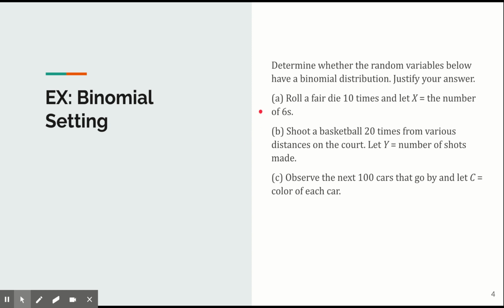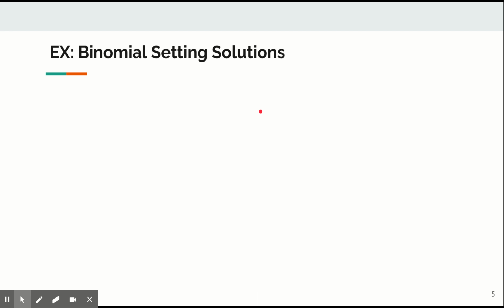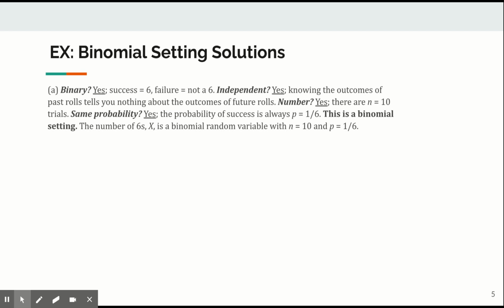So for example, let's determine whether these are binomial settings. A, roll a fair die 10 times and let x equal the number of sixes. Well, it's binary because there are success and failure, a 6 or not a 6. Independent, yes, knowing the outcome of past rolls tells you nothing about other rolls. Set number, yes, n equals 10 trials. Same probability, yes, the probability of success is always 1/6. This is a binomial setting.